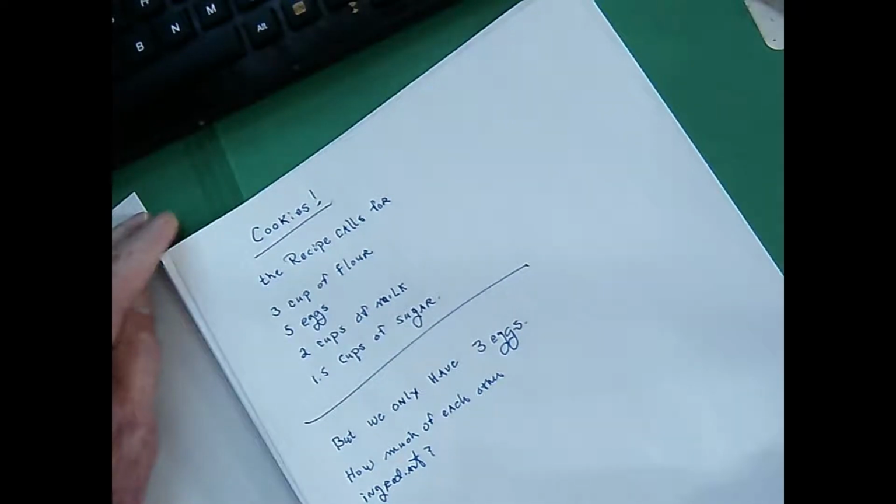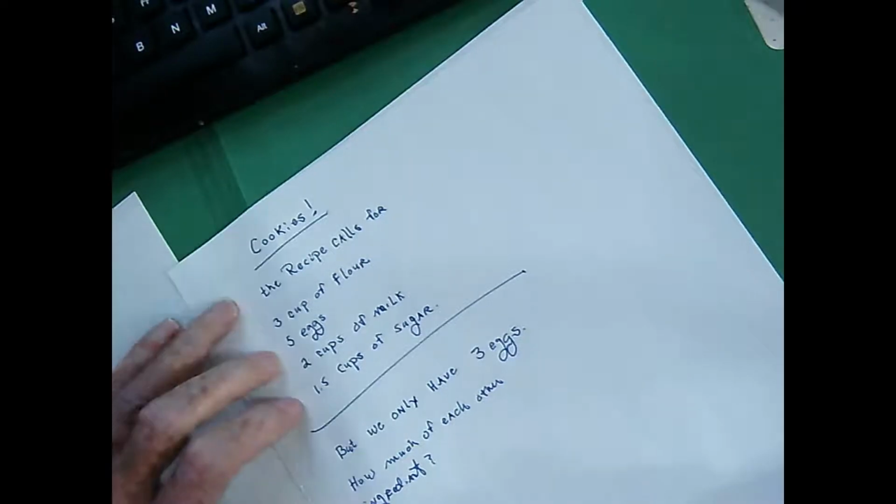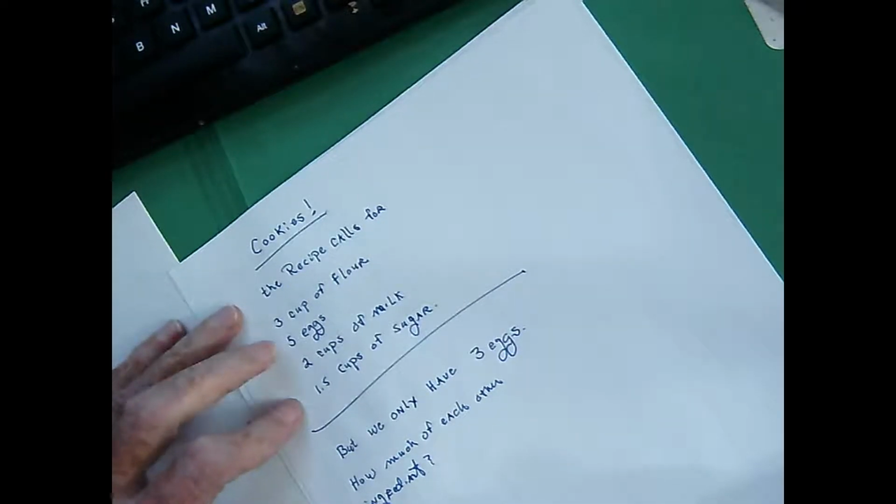Hi everybody. In the next week or two or three, we're going to be talking lots about ratios and proportions, and this is a nice way to start talking about ratios and proportions. I'm going to look at this recipe. It's not really a recipe, don't make these cookies, but let's act like it is.